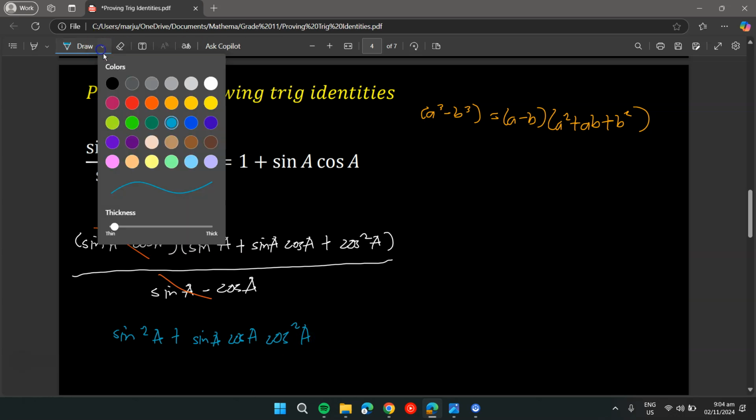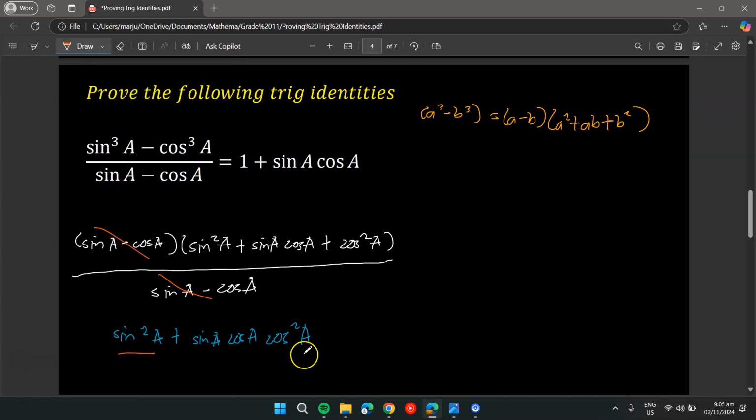Now what have you noticed here? I want us to look at this one and this one. Remember our trig identities, our sine squared of A plus cosine squared of A, this is just 1. So meaning to say the sum of this is just 1. So we can actually write this as 1 plus sine of A cos of A, which is this.